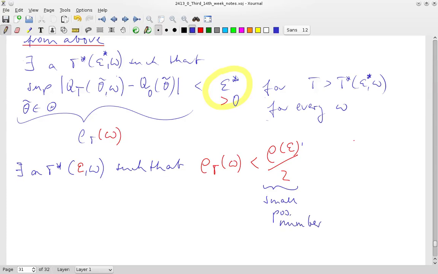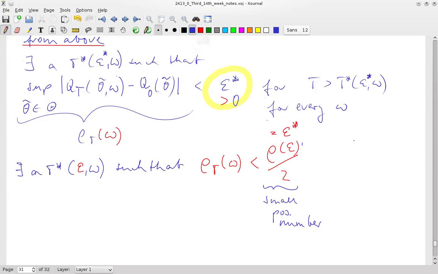But now this small positive number depends on my choice of epsilon, which defines this maximum difference of theta tilde for your theta tilde choice from theta that we allow. Okay, here is my small positive number. That actually is my choice for epsilon star.